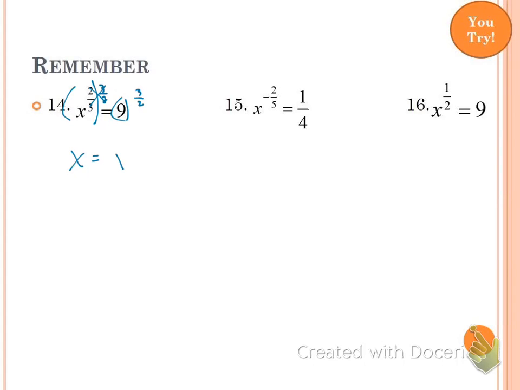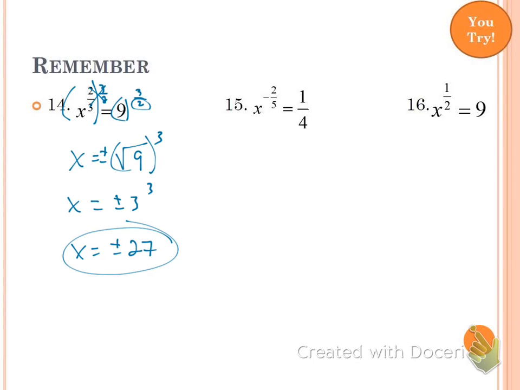So we rewrite this as the square root of 9 to the 3rd power. But also remember that anytime we even root in an equation, and anytime we even root a variable, we have to include plus or minus. Okay, and we are even rooting. Anytime the denominator is an even number, that's an even root. So we have to actually include plus or minus here. So the square root of 9 is 3. So we get plus or minus 3 to the third power, which ends up being plus or minus 27. Okay?